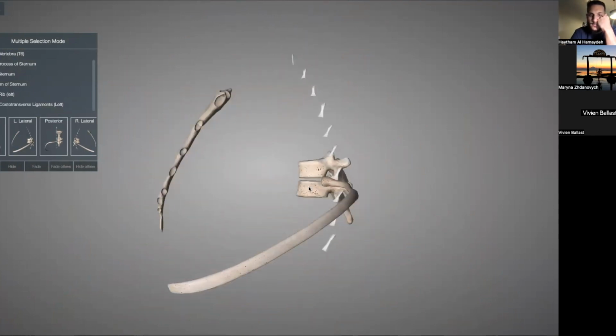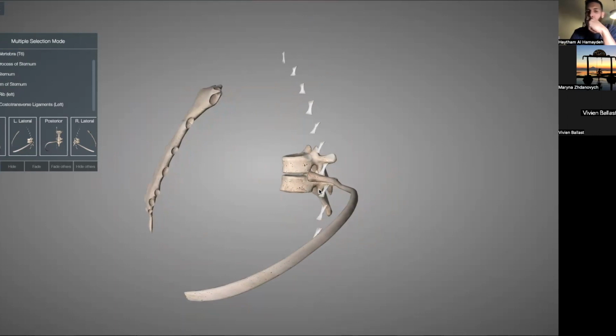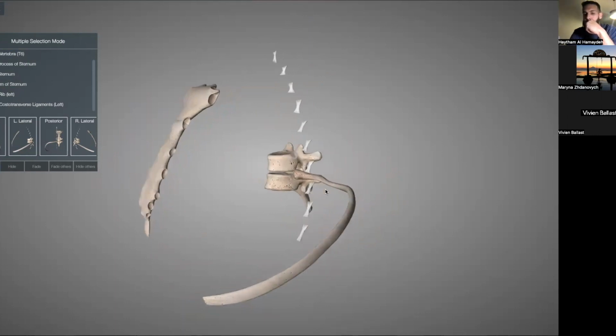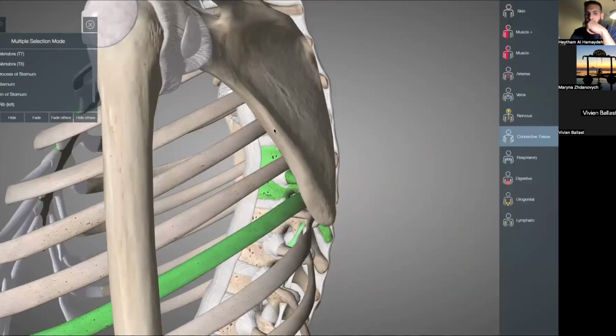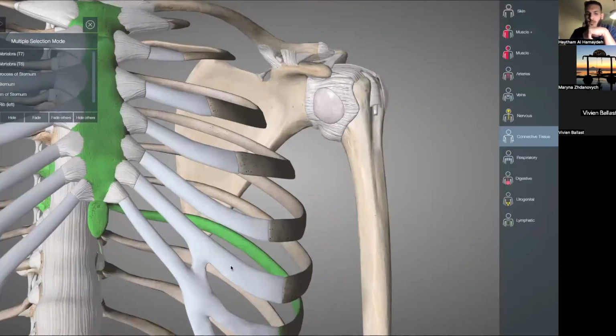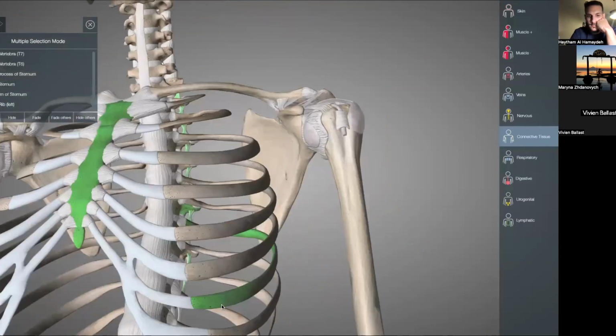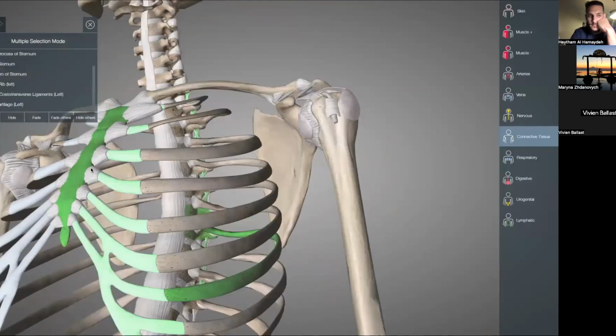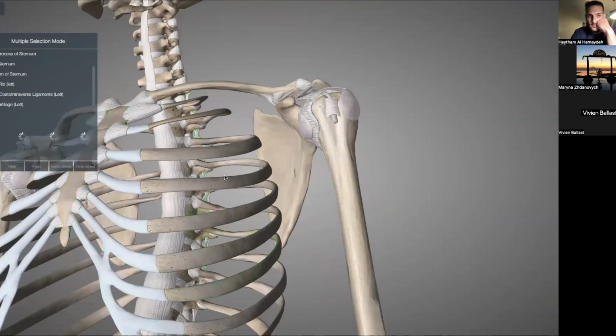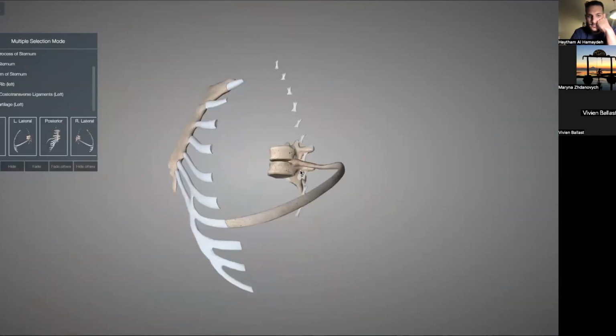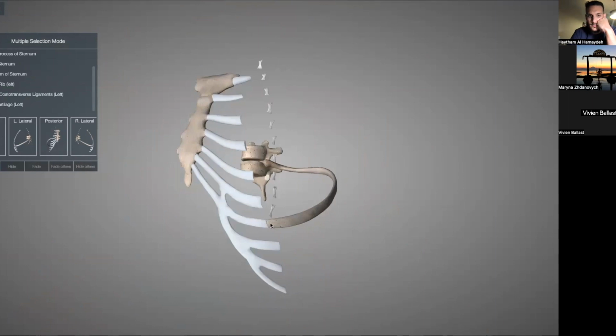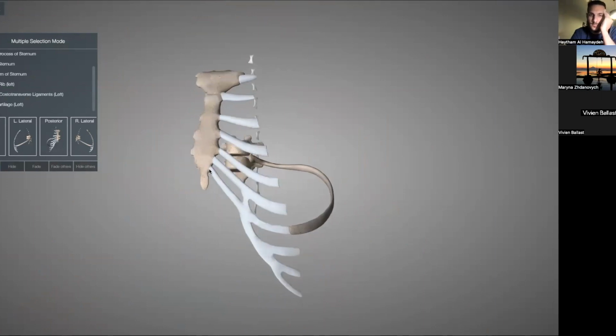Then we have the shaft, and it goes anteriorly. It articulates with the costal cartilage through a joint, so it's not directly articulating, and the joint is the costochondral joint. Then it articulates through another joint with the sternum, which is the sternocostal joint.